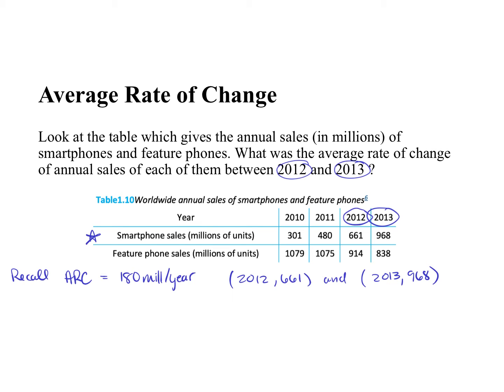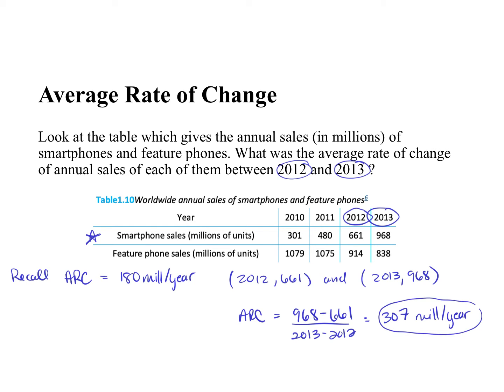Now let's go ahead and calculate this average rate of change and see what that gives us. So 968 minus 661 divided by 2013 minus 2012. So that gives us 307 million smartphones per year. So it looks like their sales are still increasing over time, but if we compare it to their sales between 2010 and 2012, we can see that the rate of change in the more recent years is much greater. So their sales are increasing, but at a faster rate. So 307 versus 180 million per year.